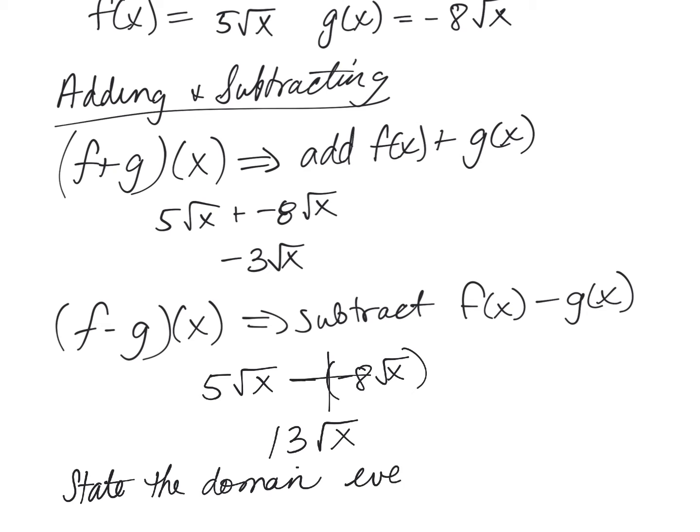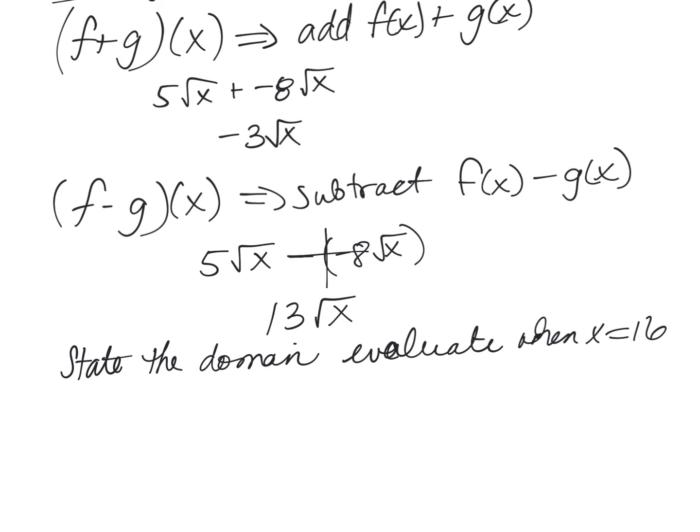Okay, so it says state the domain and evaluate when x equals 16. So our domain for both addition and subtraction has to deal with the square root of x. Remember that the square root of x, we know that x must be greater than or equal to 0. We can't put negative 4 under the square root of x and get a real number. And so our domain is numbers that have to be greater than or equal to 0.